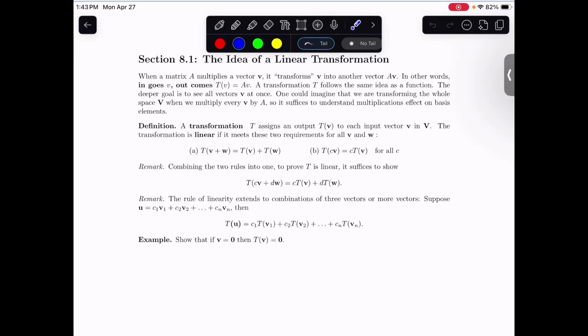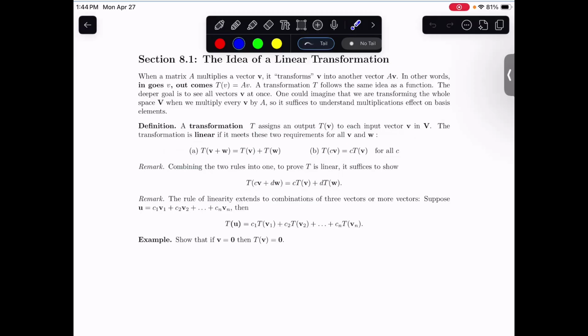And then you also have to be able to pull out scalars. So if you have T applied to C times V, you can pull the C outside, and it's the same as C times T evaluated at V for any scalar C. And so you can make these two checks into a single check by just showing that T of CV plus DW is equal to C times TV plus D times TW. So it's showing you can distribute T over sums and you can pull the constants out.